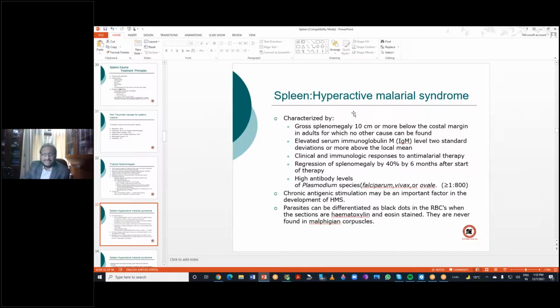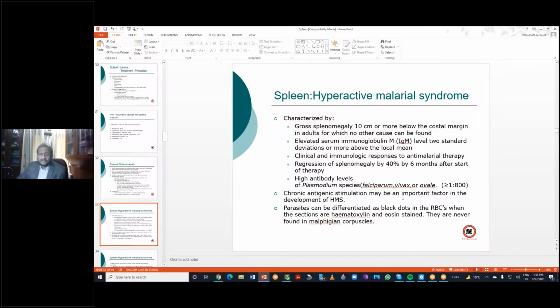This is specific to malarial spleen, and it is characterized by gross splenomegaly 10 centimeters or more below the costal margin, where no other cause is found, elevated serum immunoglobulin up to 2 standard deviations, clinical immunological responses to anti-malarial therapy, regression of splenomegaly by 40% by 6 months after start of therapy, and high antibody levels to the various plasmodium species, namely falciparum, vivax, and ovale. Now, these are the 5 important criteria to call a particular spleen a hyperactive malarial syndrome.